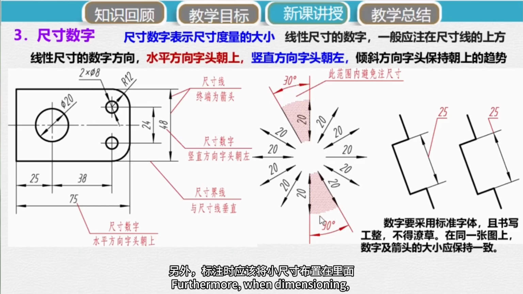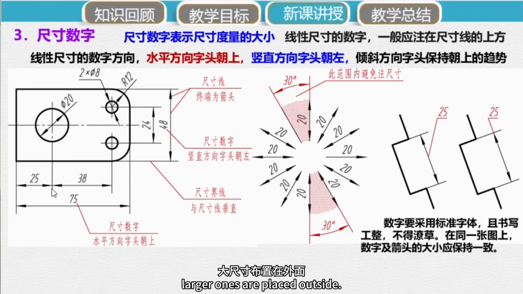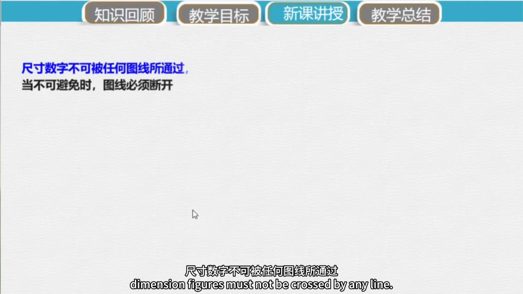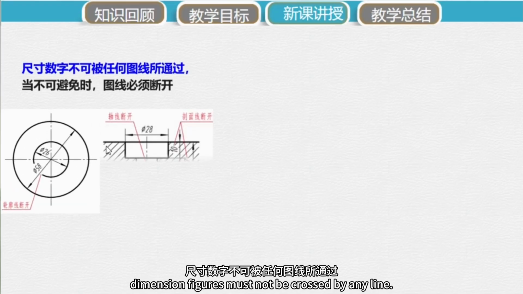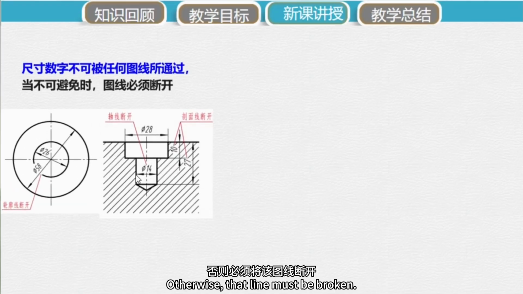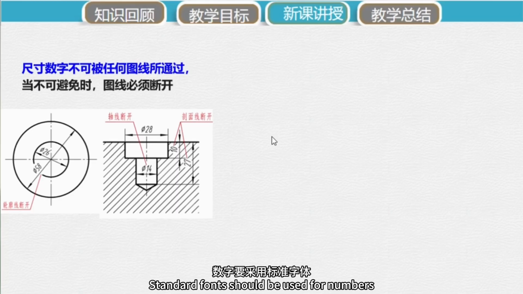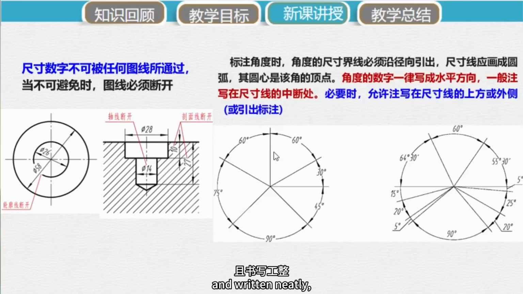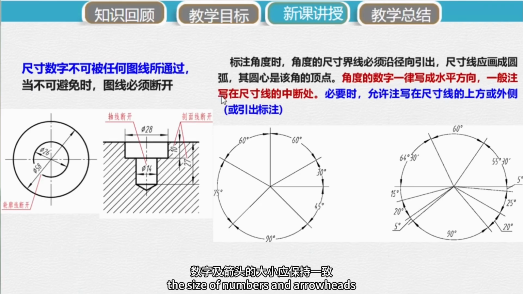Furthermore, when dimensioning, smaller dimensions should be placed inside. Larger ones are placed outside. When dimensioning, dimension figures must not be crossed by any line, otherwise, that line must be broken. Standard fonts should be used for numbers and written neatly, instead of sloppily, on the same drawing. The size of numbers and arrowheads should be consistent.